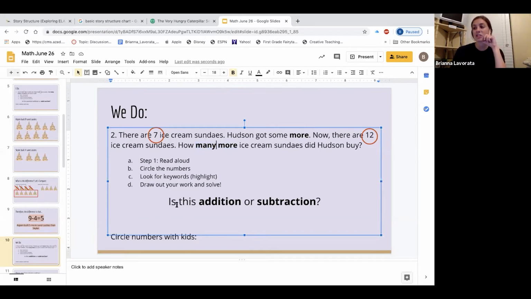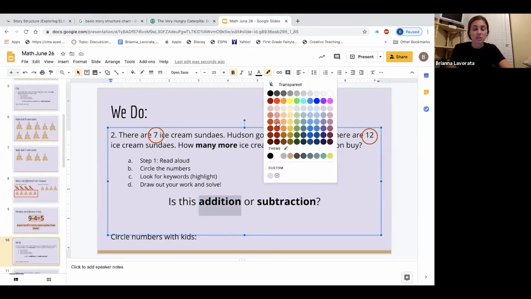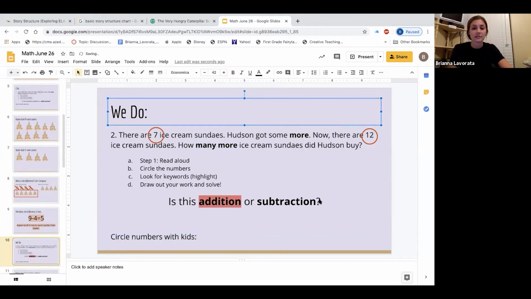So that means I started off with 7, right? Down here. I need to get to 12, okay? I'm climbing up, I need to get to 12. So that means I'm going to have to add an amount, right? Therefore, my question is asking me for more, so that means this is going to be addition, okay? Addition. So we're going to go ahead and highlight addition.